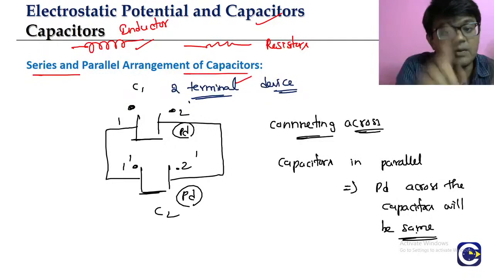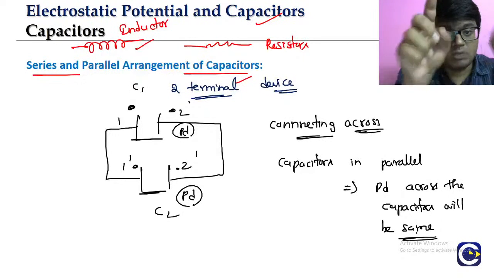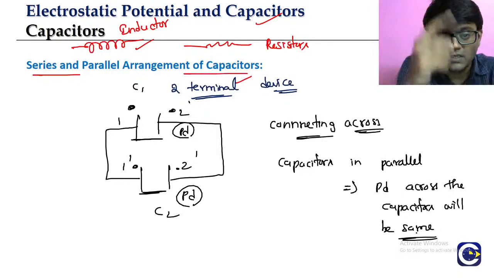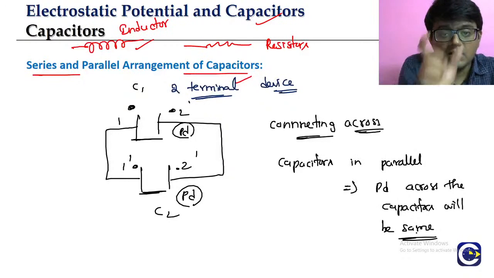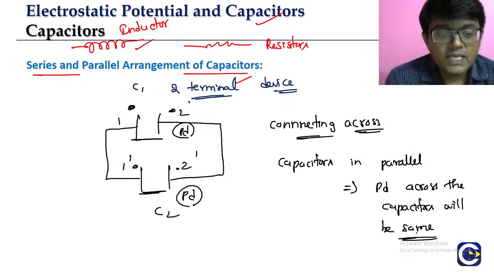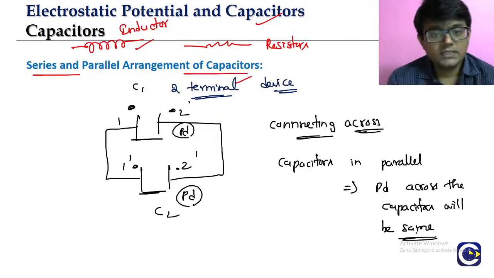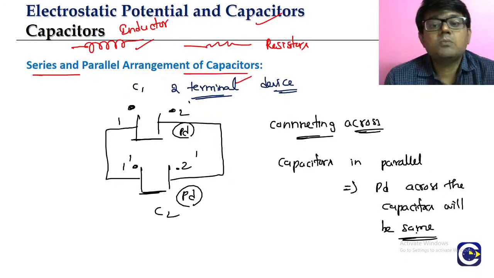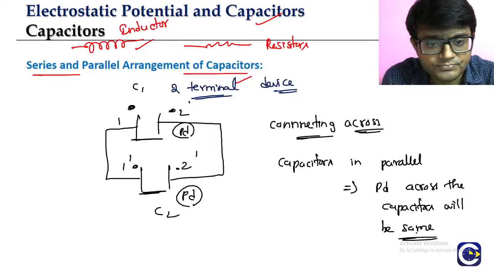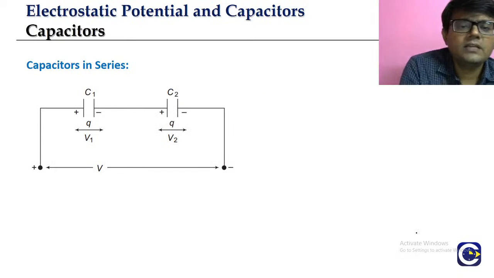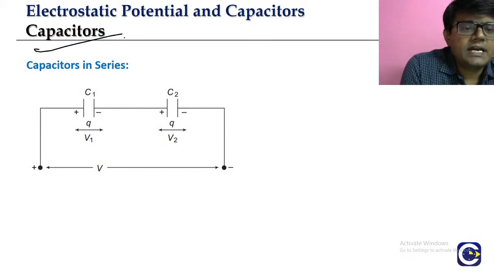What about the resistor case? Resistors in parallel also have the same potential difference across them. Inductors too: when you have inductors in parallel, the potential difference across the inductors will be the same. Okay? So this is about the parallel arrangement. We have series arrangement and also parallel arrangement. Now we look at the series arrangement particularly.